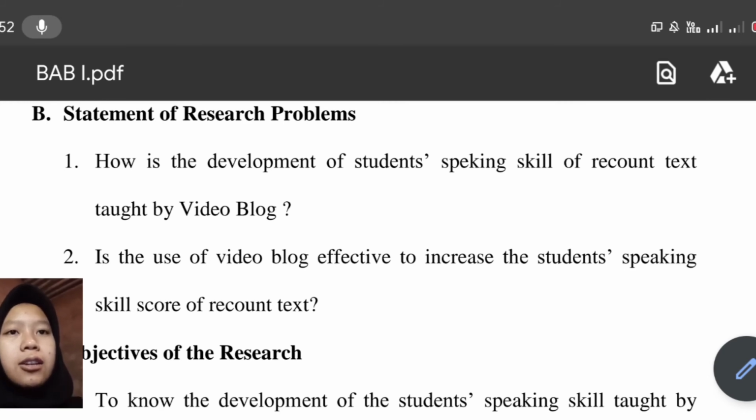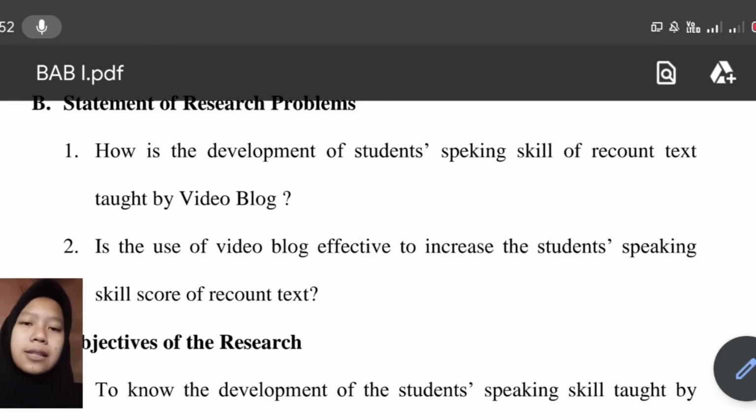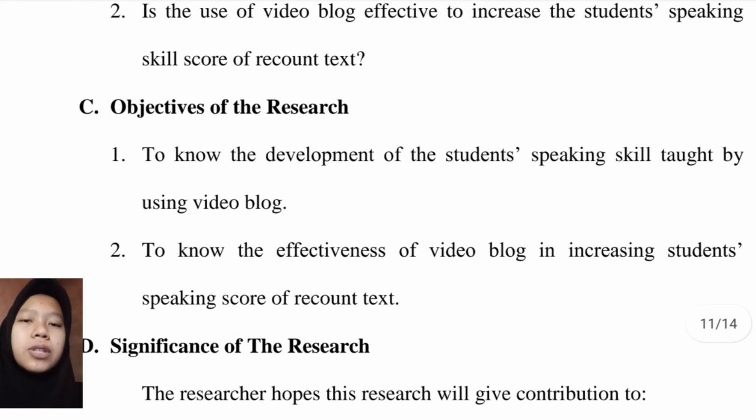There is the research problem. Number 1 is how is the development of student speaking skill of recount text taught by video blog. And research problem number 2 is is the use of video blog effective to increase the student speaking skill score of recount text. And the objective is the aim of the research: to know the development of student speaking skill taught by using video blog, and number 2 is to know the effectiveness of using video blog in increasing student speaking.